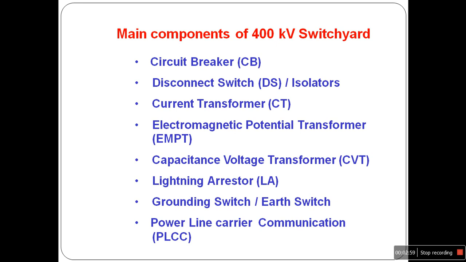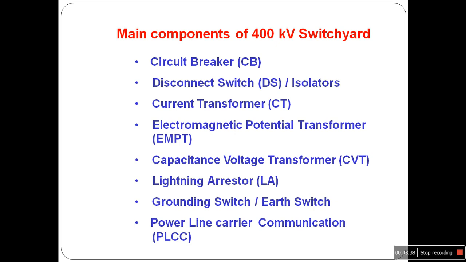So the main components used in 400 kV switchyards are circuit breaker, disconnect switch or isolators, current transformer, electromagnetic potential transformer, normally known as potential transformer only, capacitive voltage transformer means CVT, lightning arrestor means LA, grounding switch, or some people say earth switch, and power line carrier communication.